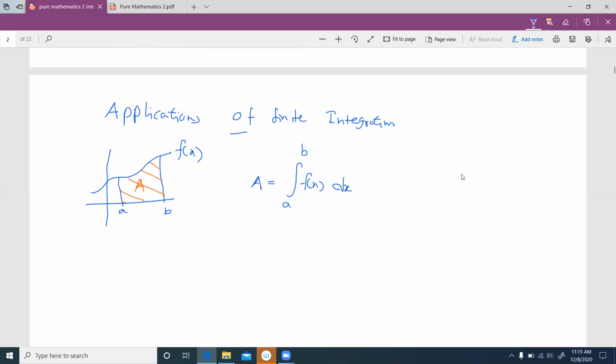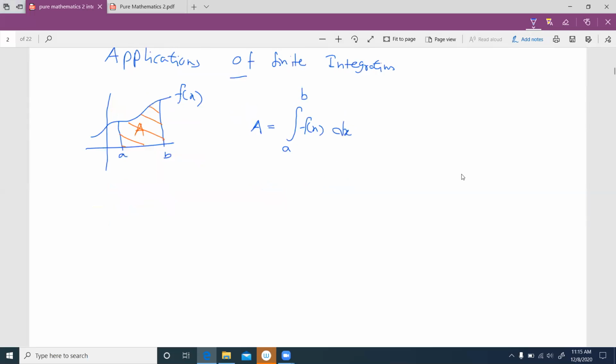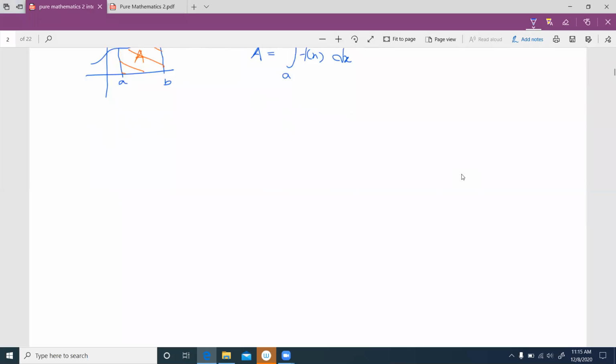Right. Okay. Let's go ahead with a few examples and try to understand this concept. Right. So let's see the first example we are referring to. There is a graph.